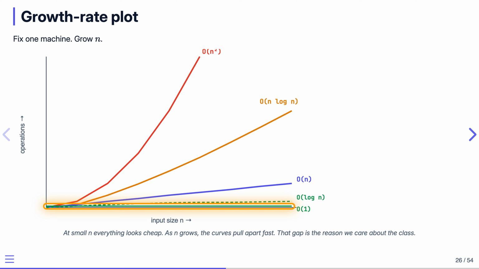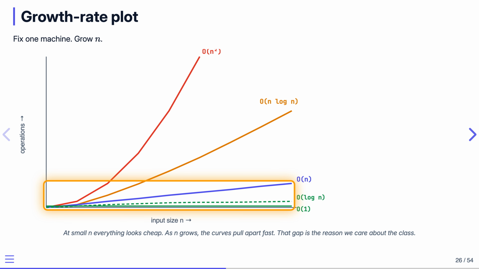Let us draw these classes on one picture. We fix one machine and we grow n to the right. This flat green line at the bottom is big O of 1. The cost never changes, no matter how large n gets. Just above it is big O of log n, and it is almost flat too. It rises, but very slowly. Even for huge n, it stays low.